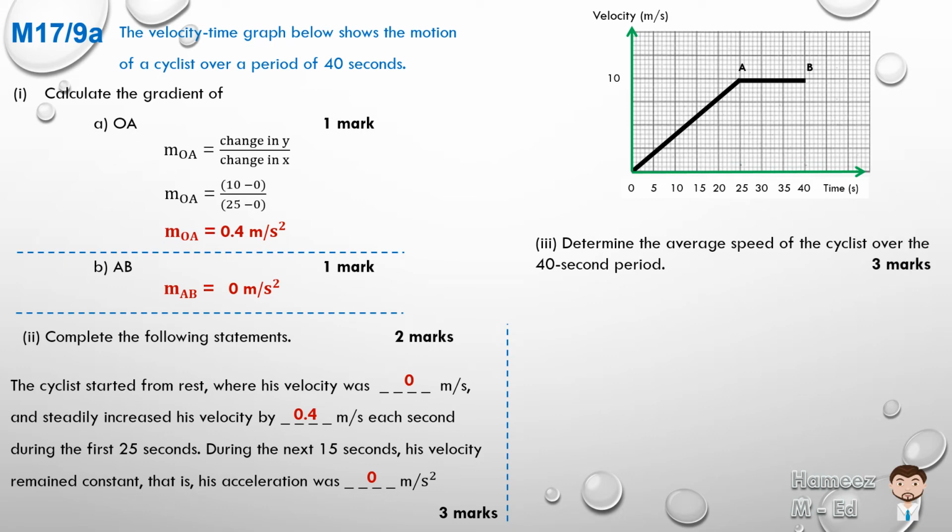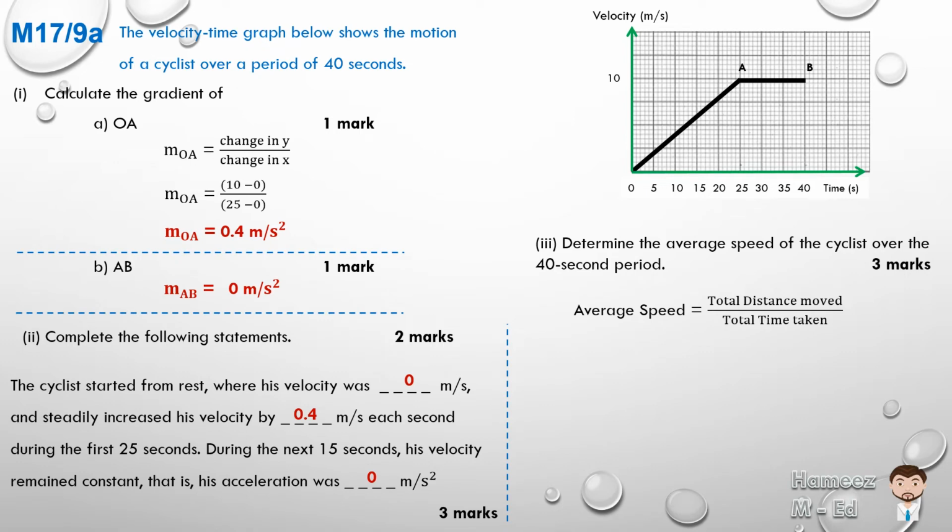Part 3, determine the average speed of the cyclist over this 40-second period, which is the two stages from O to A, the sloping line, and then A to B. So average speed is equal to total distance moved over total time taken. And if this is a velocity time graph, we can find the total distance moved as the area under the graph.